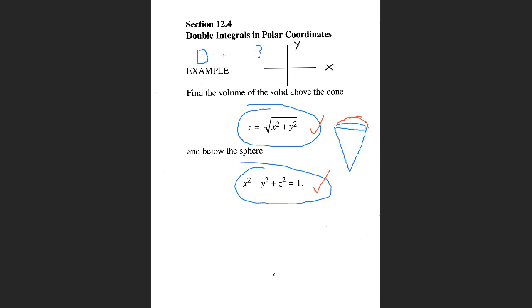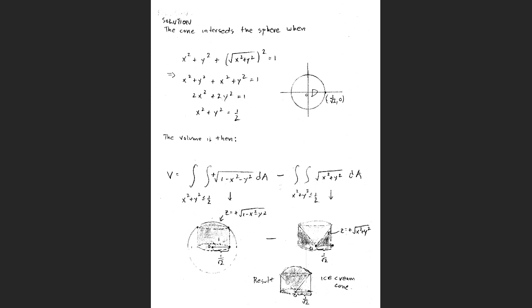So why don't we take this cone and substitute z in? At where the cone intersects the sphere, the equation for the cone and the equation for the sphere have to be true at the same time. So z would have to equal the square root of x squared plus y squared. Let's substitute that in the equation of the sphere.